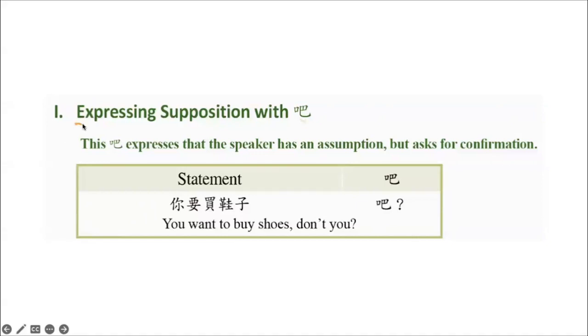It is expressing supposition. A speaker uses but to express what he supposes about a situation. After reasonable thinking, in the context, the speaker gets an assumption and uses but to ask for confirmation about the speaker's assumption.